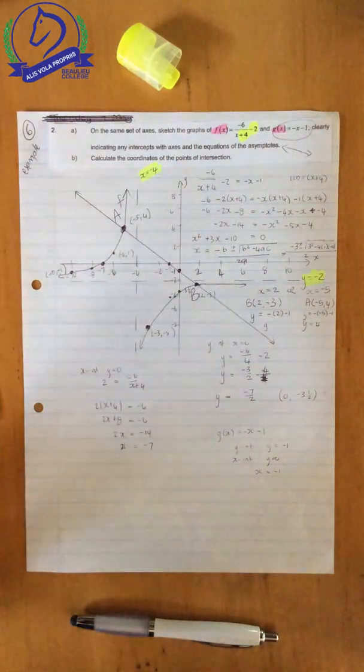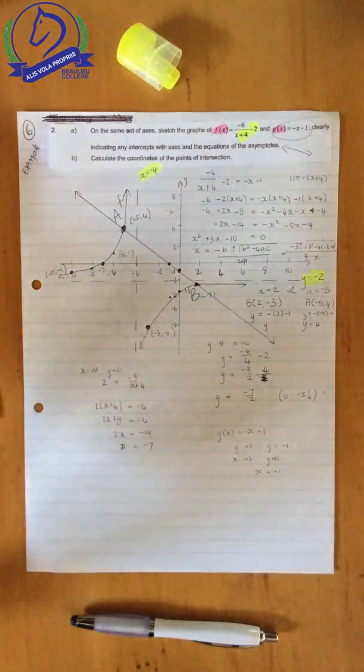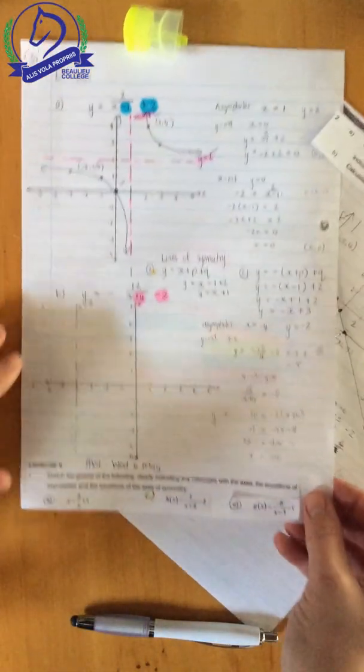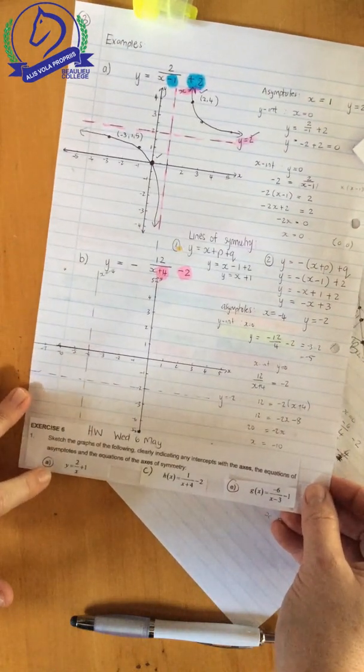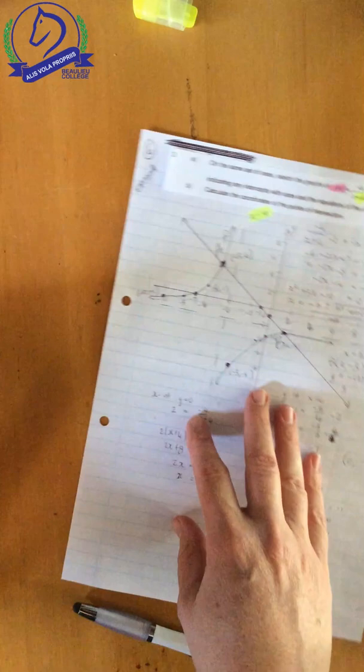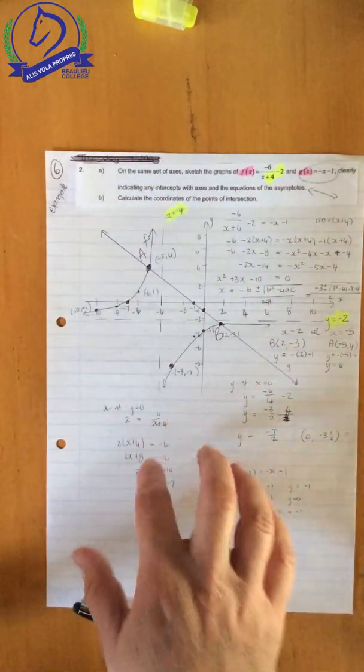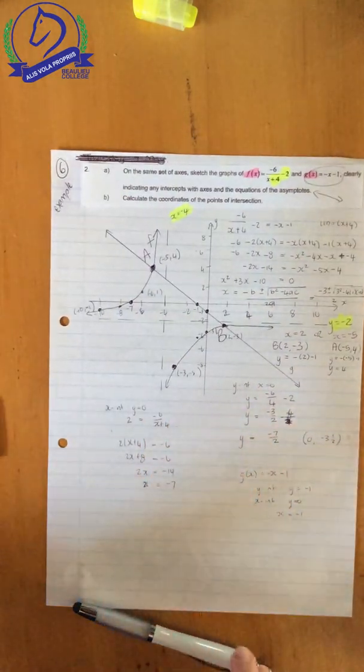Right, so just to confirm, you will have to do exercise 6, question 1 A, C, and E. And then you will also have to do question 3 A and B.